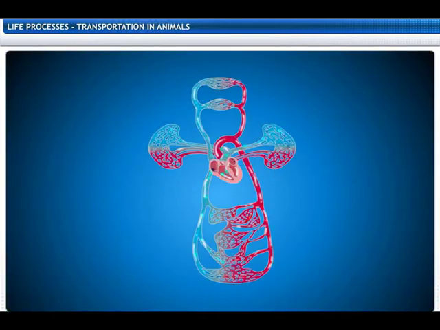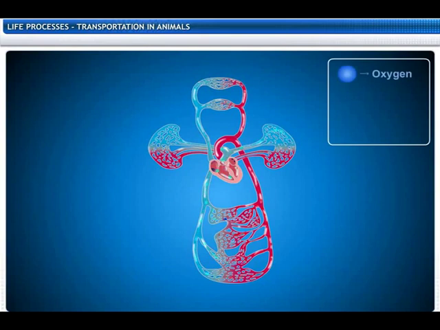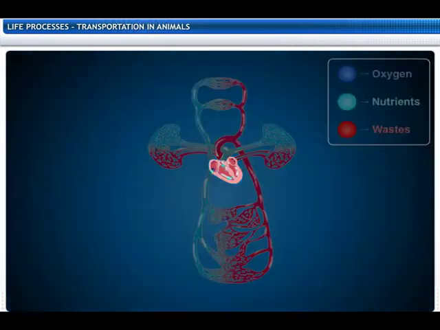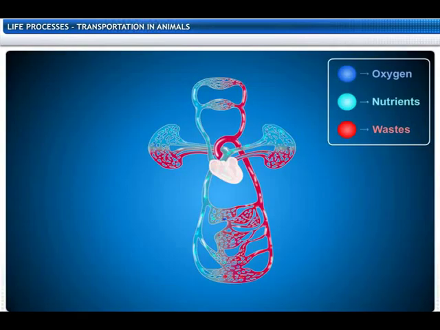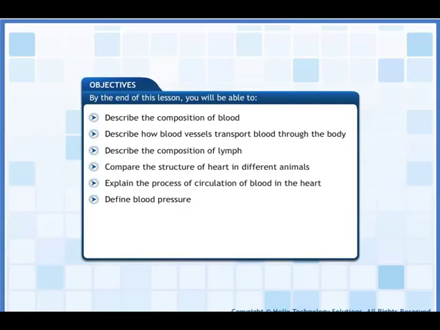Animals have an inbuilt transportation system for carrying oxygen, nutrients, and waste products. This system is referred to as the circulatory system and consists of the heart and a network of blood vessels. Unlike a train, the circulatory system cannot afford to delay the transport of any substance within a body. This lesson explains how various substances like blood and lymph are transported through the bodies of animals.